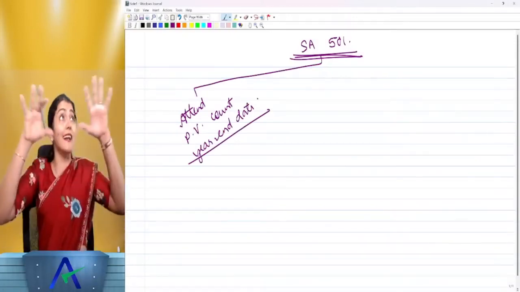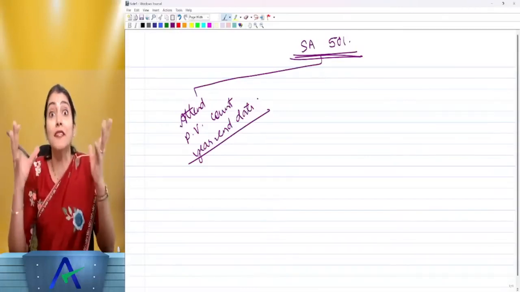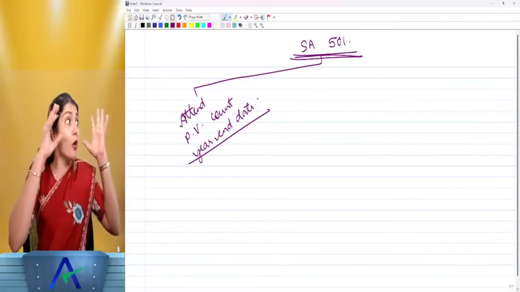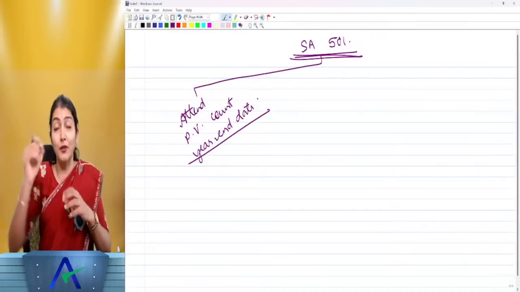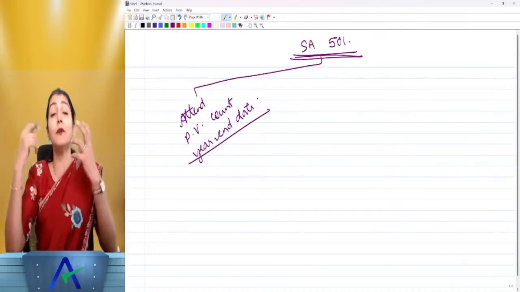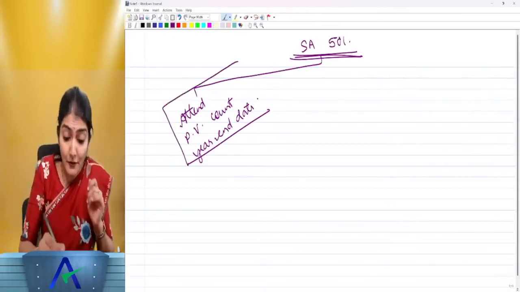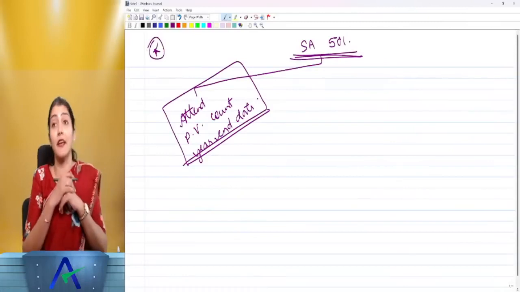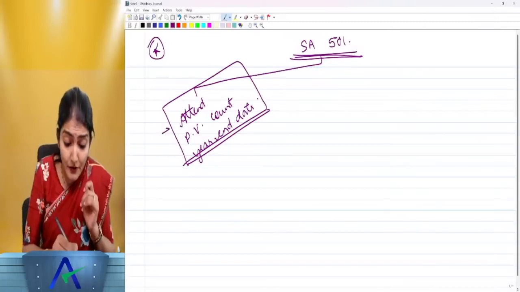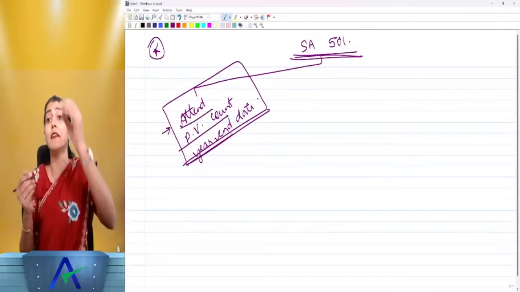Now, when you are attending the physical verification of inventory, what do you need to do? You need to evaluate management's instructions. You need to observe the count procedures. You need to inspect the inventory. You need to re-perform the test count. And you also need to reconcile with the actual inventory records. So you need to attend the physical verification count. One of the favorite questions of ICAI: existence and condition of inventory. As an auditor, you need to attend the physical verification count being conducted by the management at the year-end date.